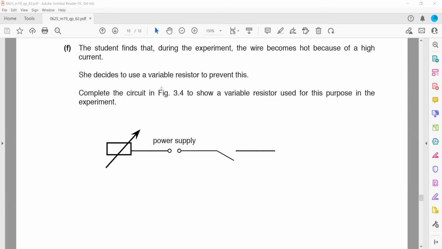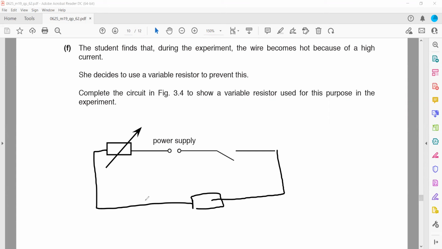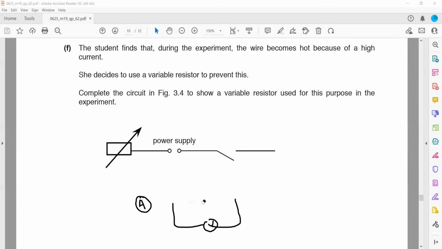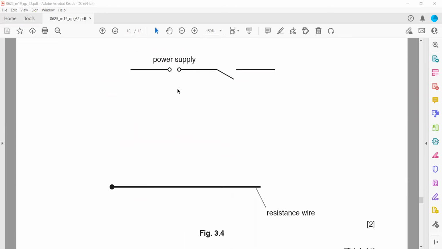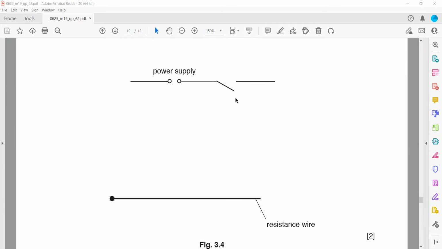So we connect a variable resistor. Then a resistance wire is there, which we can represent by the symbol of a resistor. There will be an ammeter and there will be a voltmeter. In place of a fixed resistor, you can also place the resistance wire. So this is how we connect a variable resistor next to a power supply to change the voltage and current in the circuit.